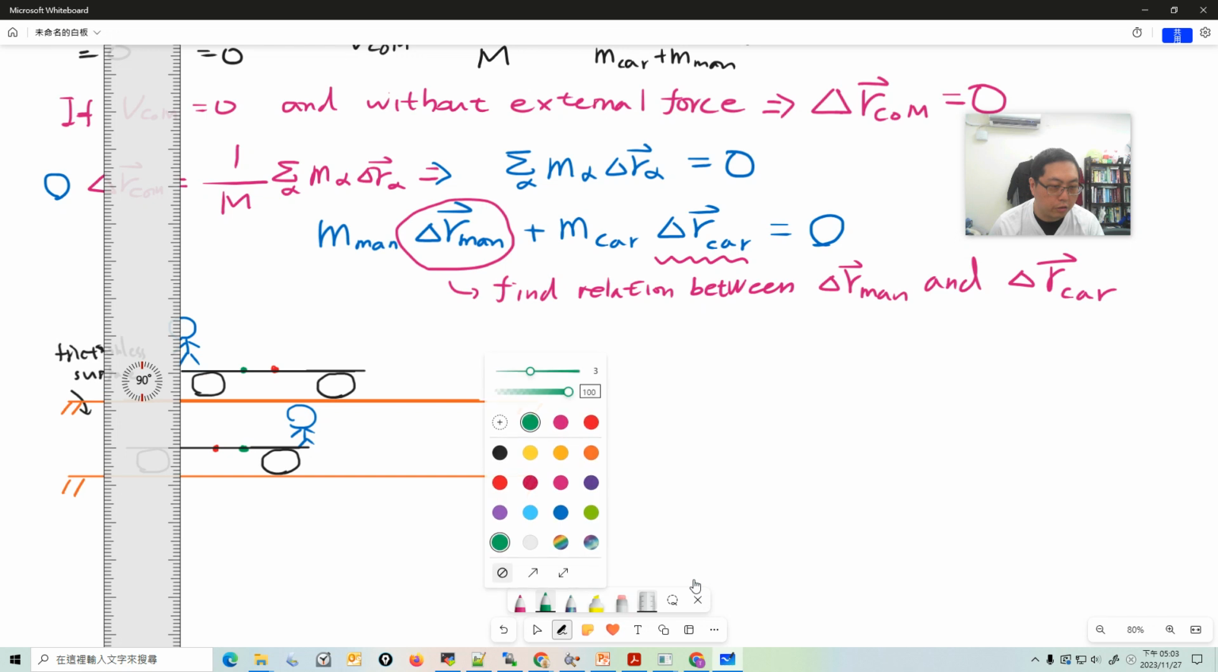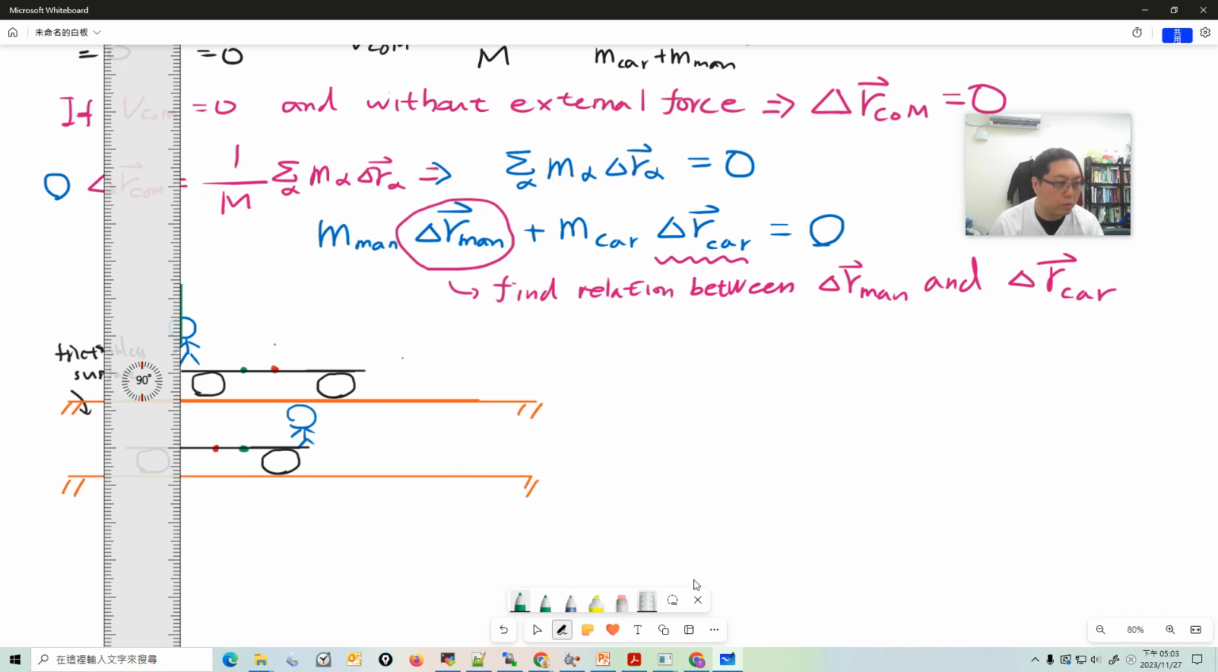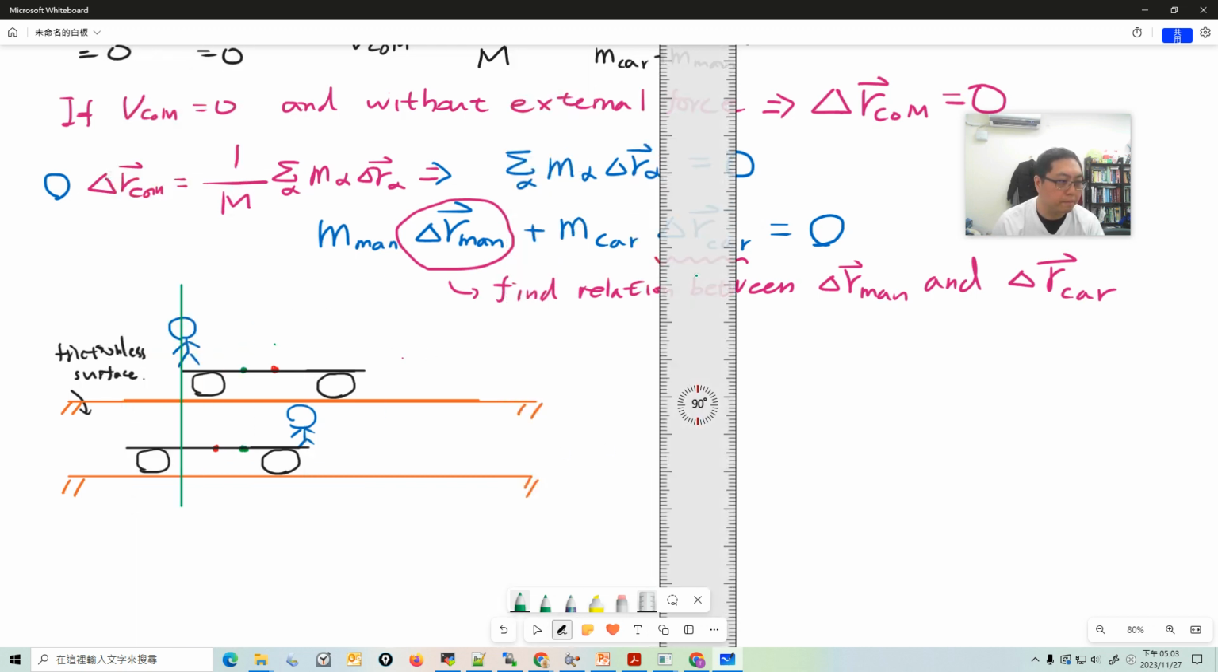I need to change this color. Why doesn't it change the color? Something's wrong. Okay, so this is the origin. This is the origin.